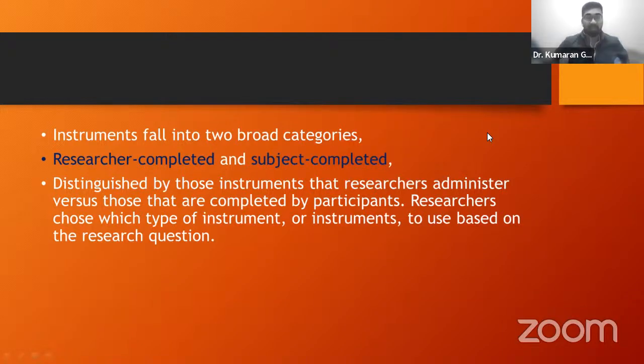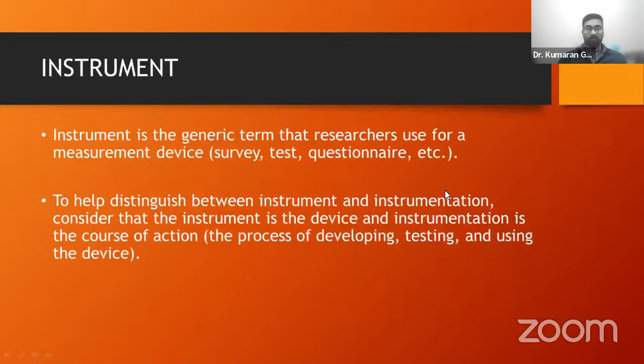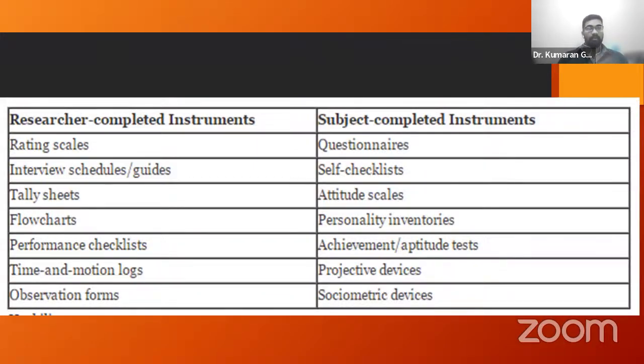Okay, so instruments fall into two broad categories, which are researcher-completed and subject-completed. These are the instruments that the researcher administers versus those completed by the participant. The researcher chooses which type of instrument to use based on the research question. So this is, it's not here actually. Okay, move. Okay, so we can see.